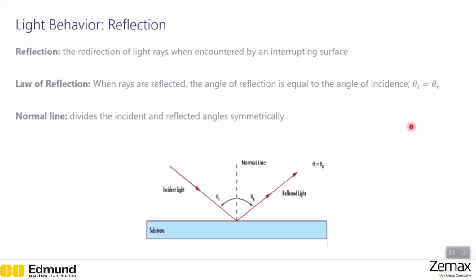We can take a look at a demonstration of this in the image down below. So we have a red light coming and reflecting off of this reflective surface, and as we can see, the incident angle is the same as the reflective angle. Now there's this dashed line right here, that is called the normal line, and the normal line is present in every reflection, and it divides the incident and reflected angles symmetrically.